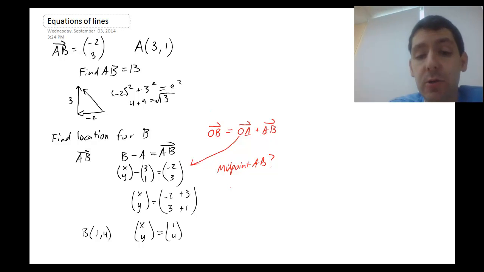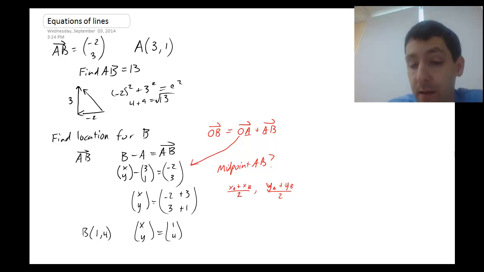All we need to do is take the x values and add them together and divide by 2. Find the average x value, so x_A and x_B. And then we do the same thing with the y values. So we take the y value of A and the y value of B, and you average them together to find the middle y value. So that's one way to go about this, and we can go ahead and do that.